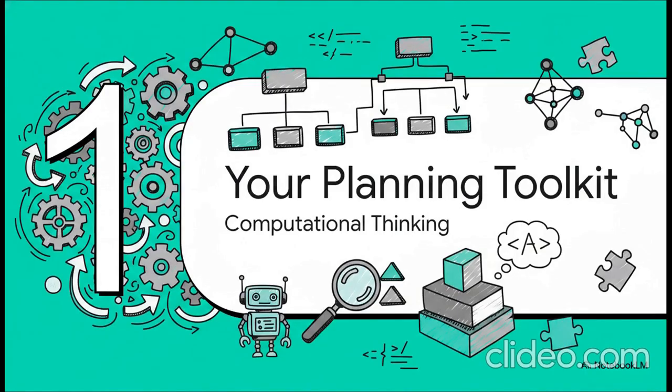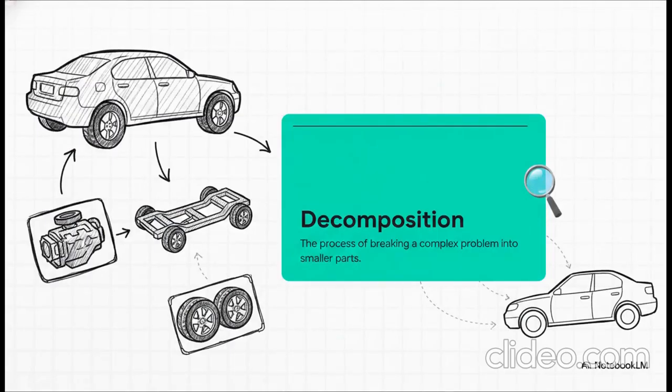Okay, so before we can write our plan, we need to get the right tools for the job. We're going to start with a few key ideas, core concepts really, that help us learn to think about problems like a programmer does. First up is decomposition. Now, it sounds kind of fancy, but it's really simple. Imagine you had to build a car. You wouldn't just start welding pieces of metal together, right? No way. You'd break it down into smaller jobs, the engine, the body, the wheels. Well, decomposition is just that, slicing a huge, scary problem into smaller, bite-sized chunks that you can actually solve.